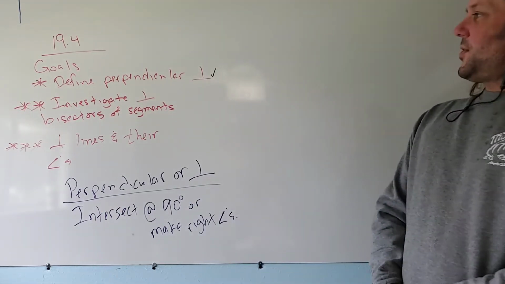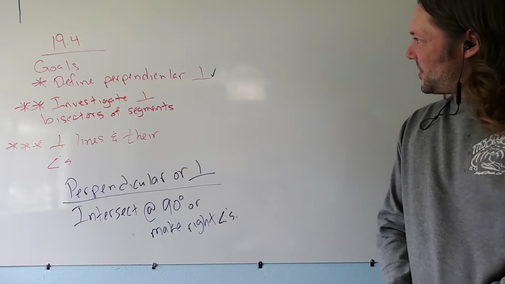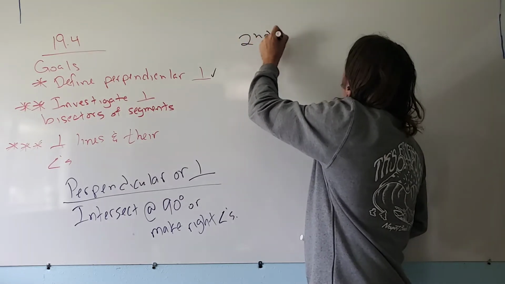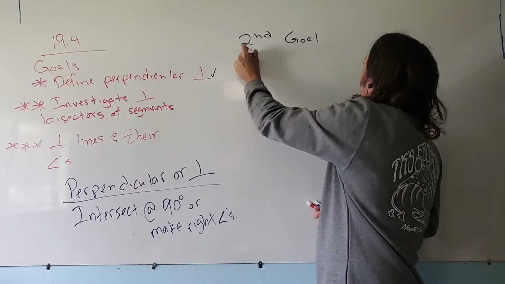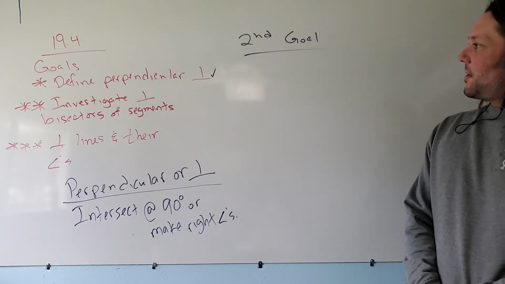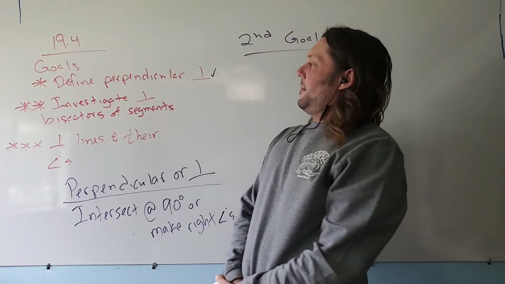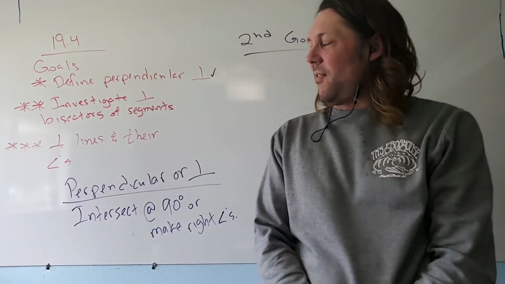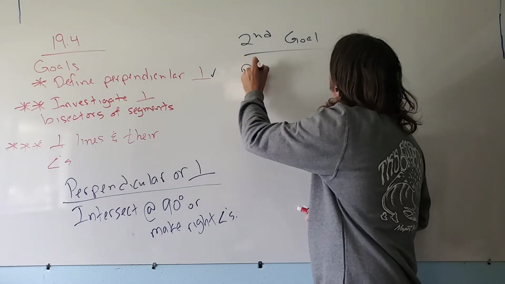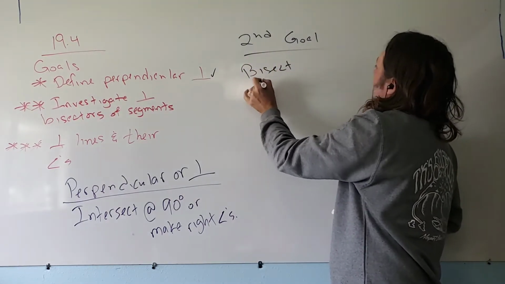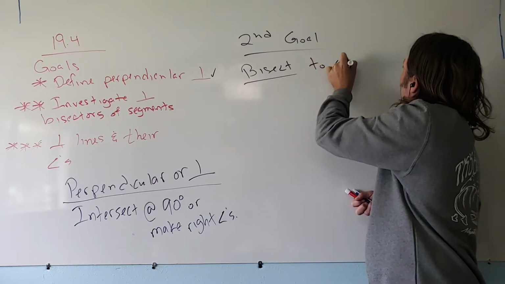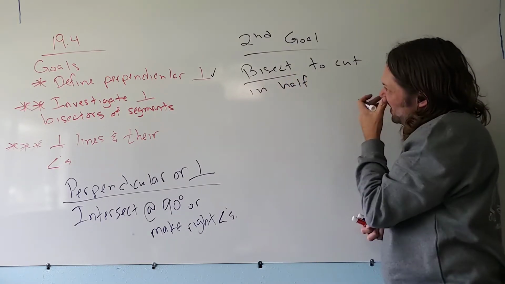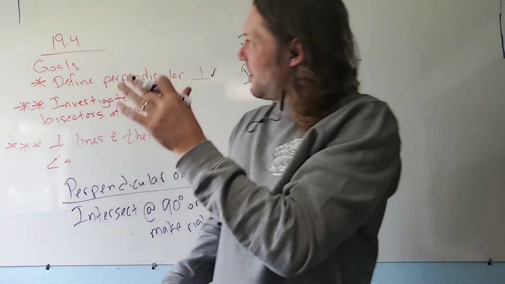The second goal is going to be to investigate the perpendicular bisectors of a segment. Remember, if I bisect something, I have cut it in half. Bisect means to cut in half. And so what I'm saying is when I cut my segment in half, I'm making a right angle.